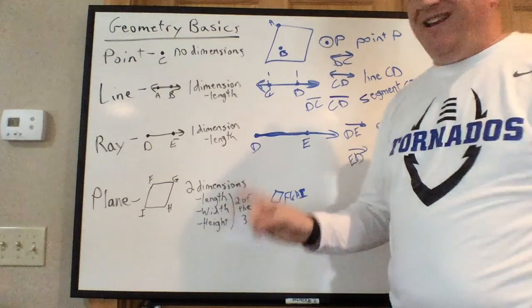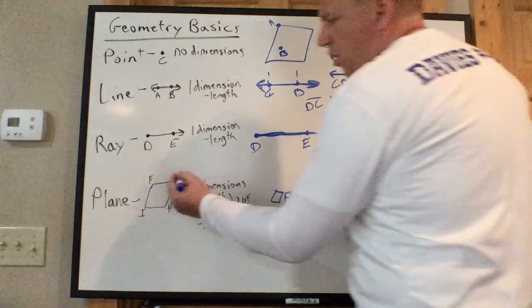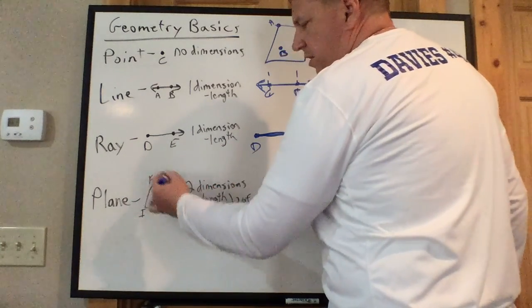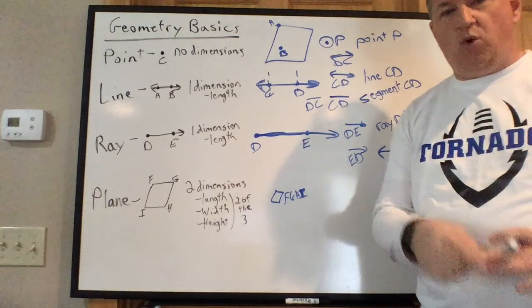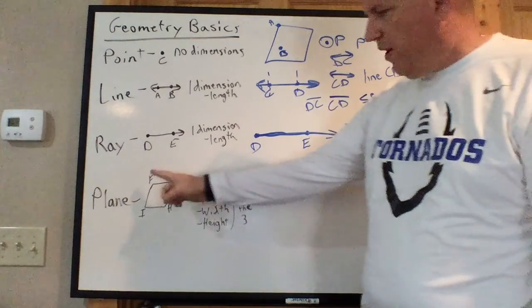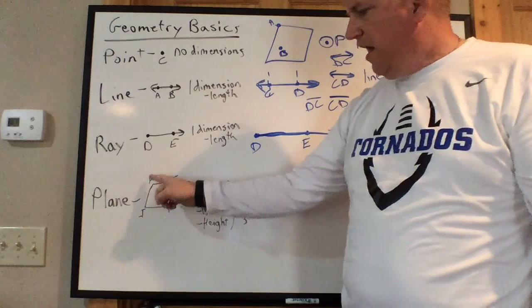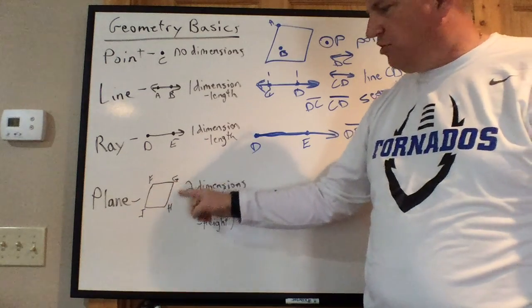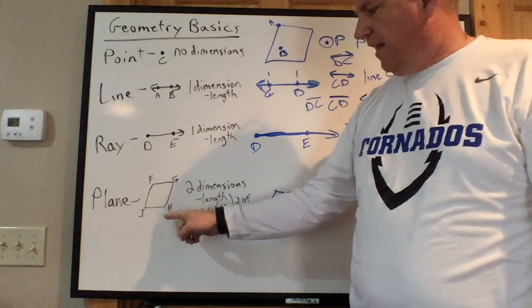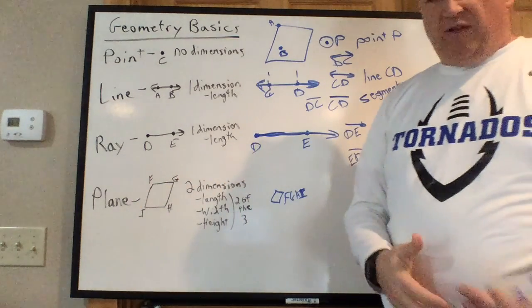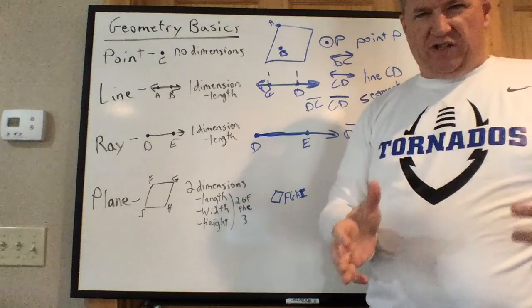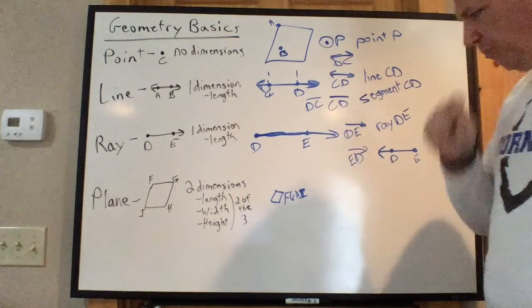Now in this one, as long as they are going around the shape in the same direction to put the letters in the same order, it doesn't matter which order they go. So they could go F, G, H, I, or F, I, H, G. They could go G, H, I, F. They could go H, I, F, G. It doesn't really matter. There's no true direction to this like there is with a ray.